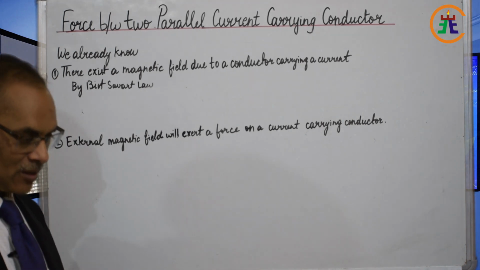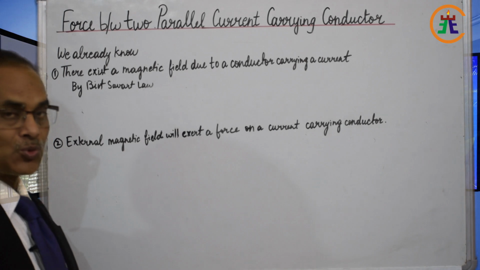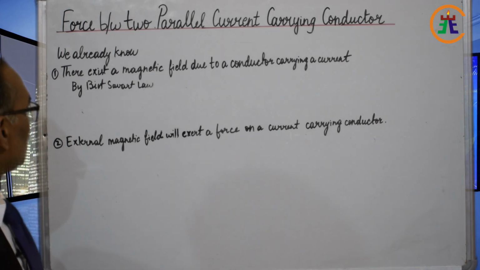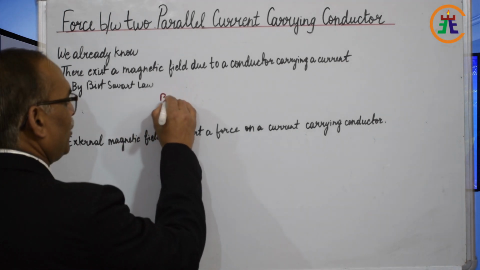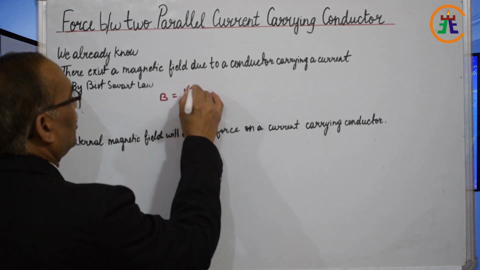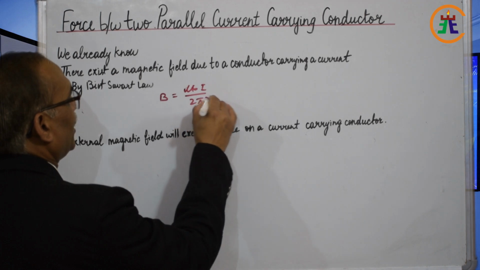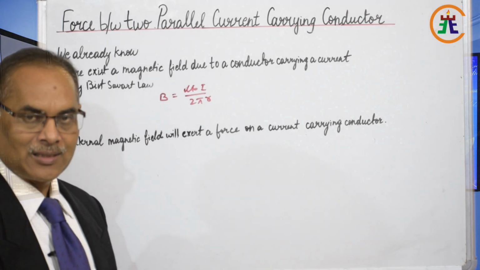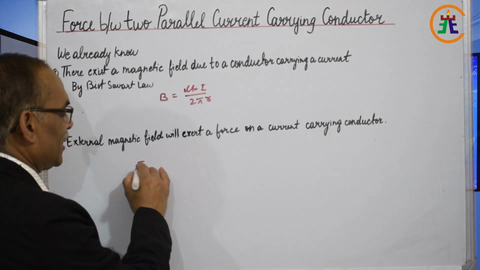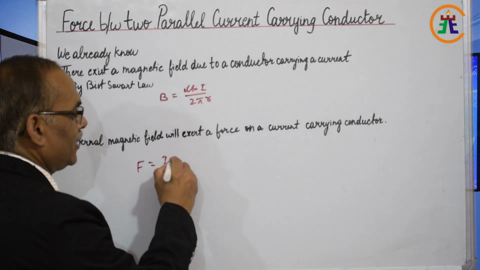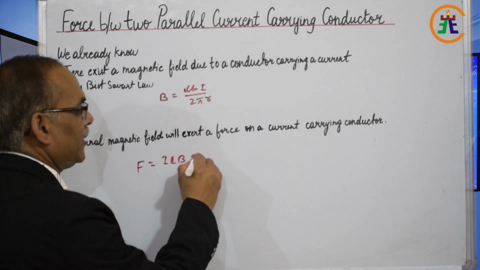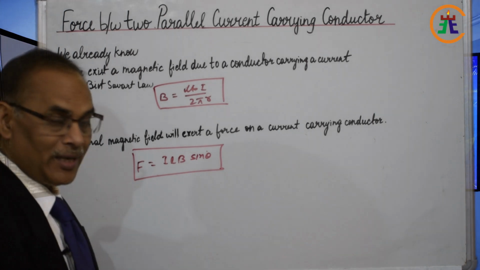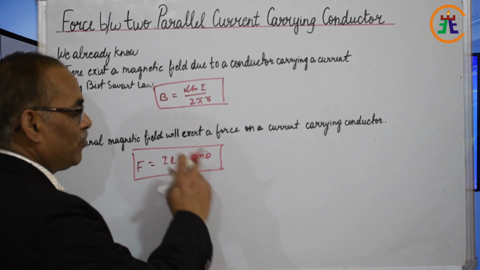According to the Biot-Savart law, when current passes through a long straight conductor, the magnetic field at a distance r is B equal to mu naught I upon 2 pi r. The external magnetic field will exert a force on a current carrying conductor, and the force experienced by the current carrying conductor when placed in the magnetic field is equal to I L B sine theta.